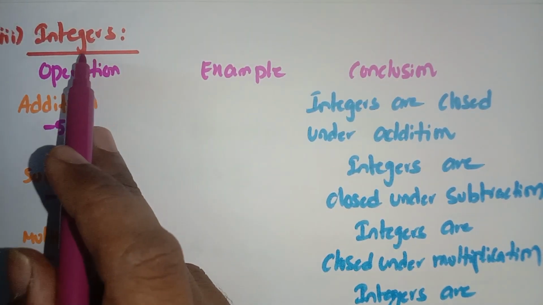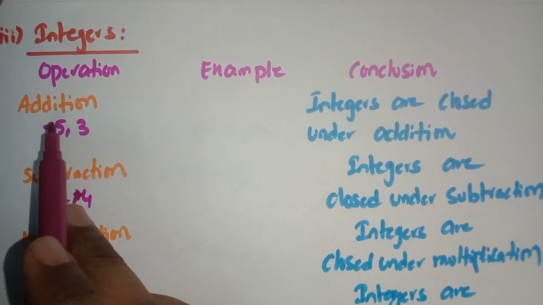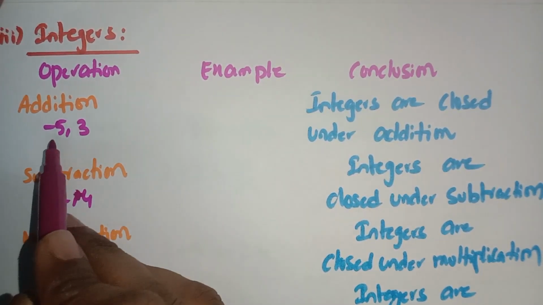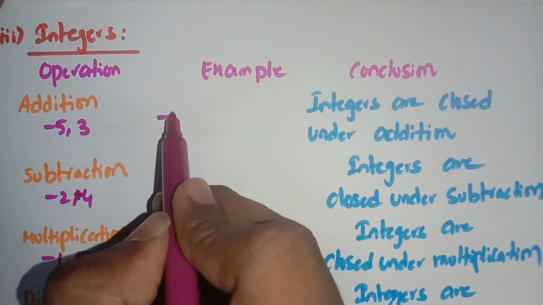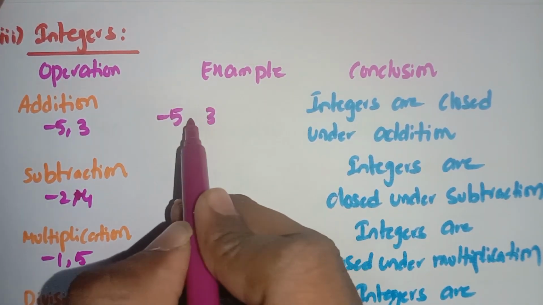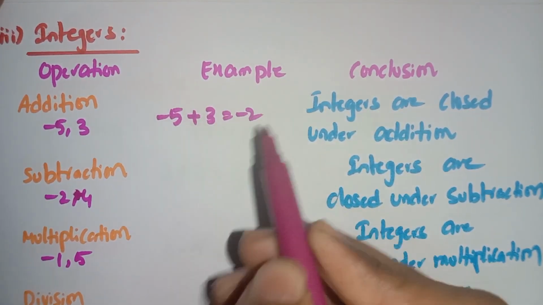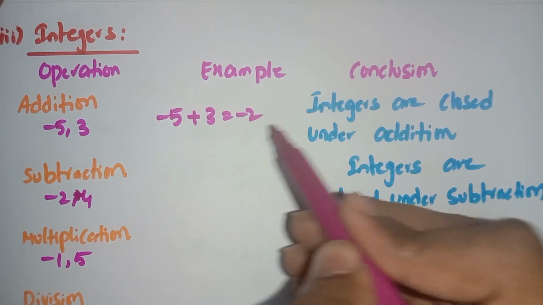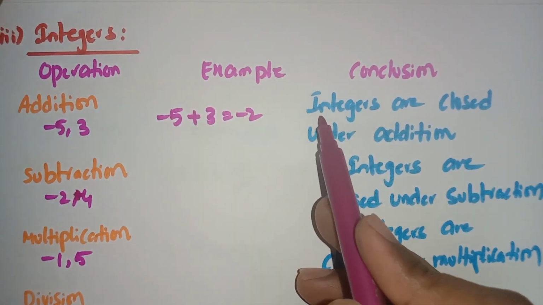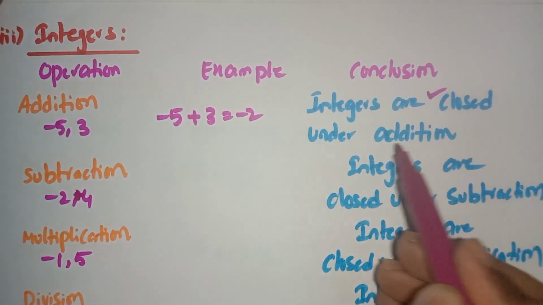Closure property with respect to integers. First one, addition. Let us choose minus 5, 3. Let us add these two. That is minus 5 plus 3, that is minus 2, which is again an integer. So we can conclude integers are closed under addition.